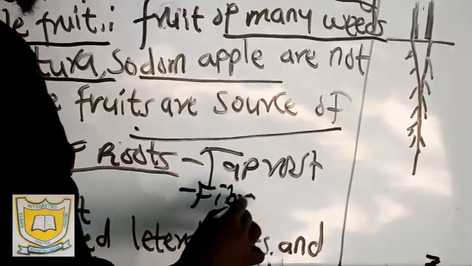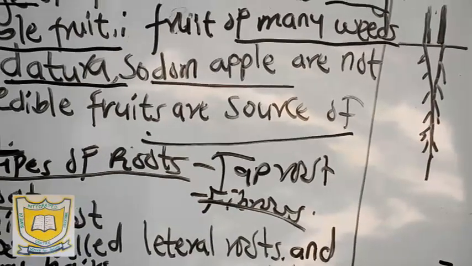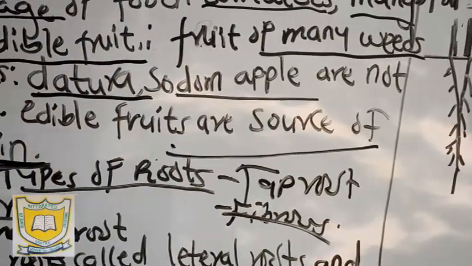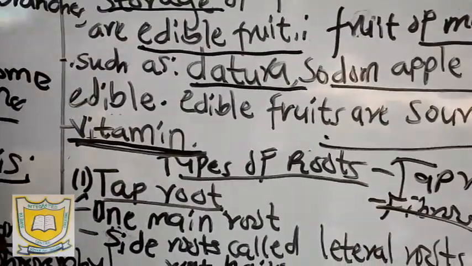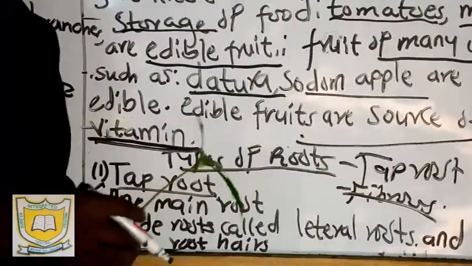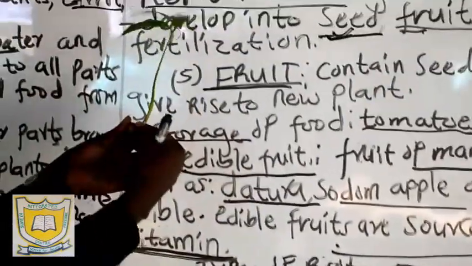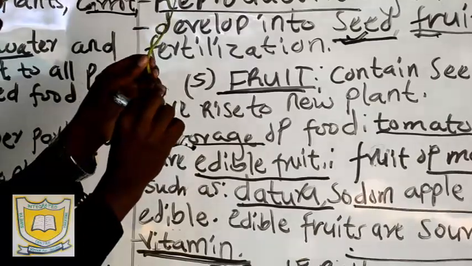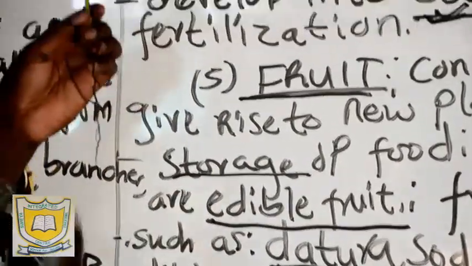Now this is at a primary level. You discuss the taproot and the fibrous root. We have other roots which I will mention at the end. Now we have this taproot. What are the characteristics of this taproot? When you look at this plant here, we have the stem here, but now we have this root that has just developed immediately down the stem.